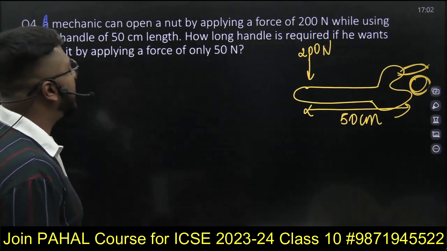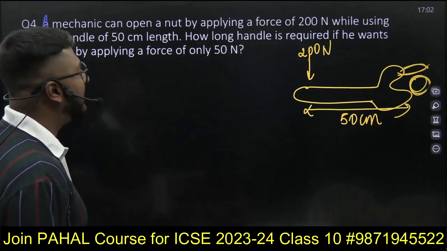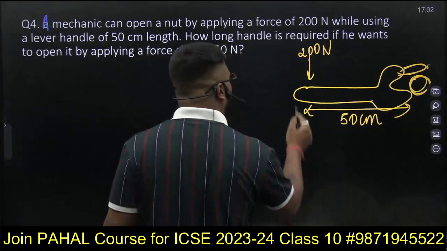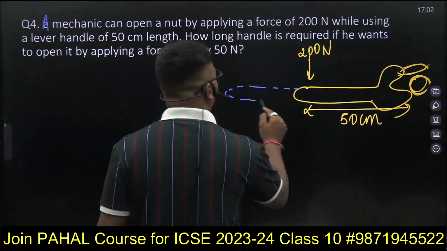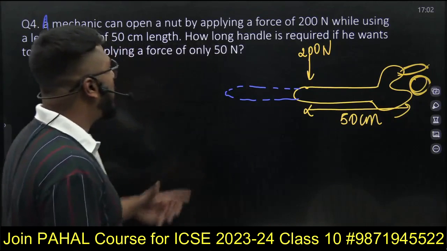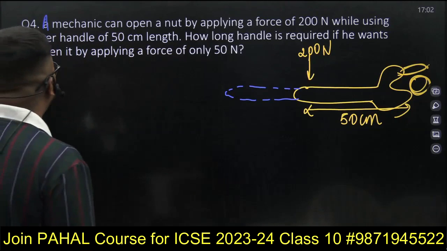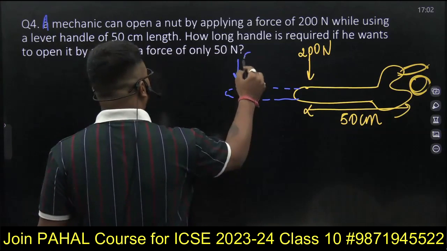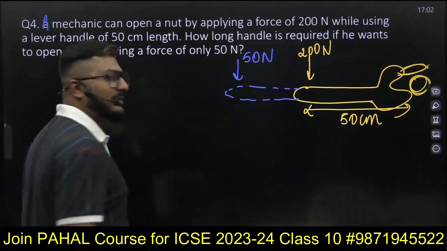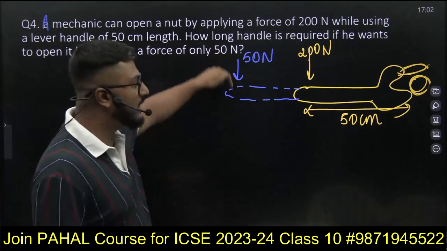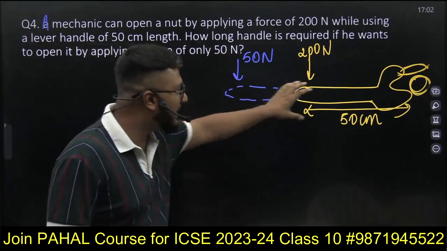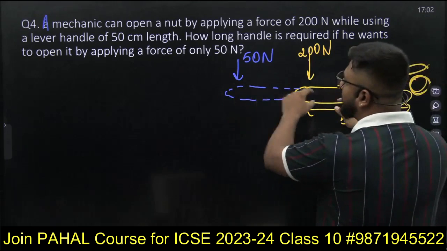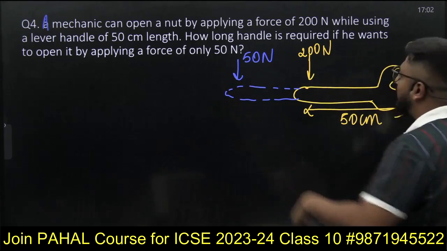Now in the question they are asking how long a handle is required. They are asking, if we try to extend the handle, then how long a handle is required if he wants to open it by applying a force of only 50 Newton. Did the question make sense? If he wants to apply a force of 50 Newton, how long a handle does he need?